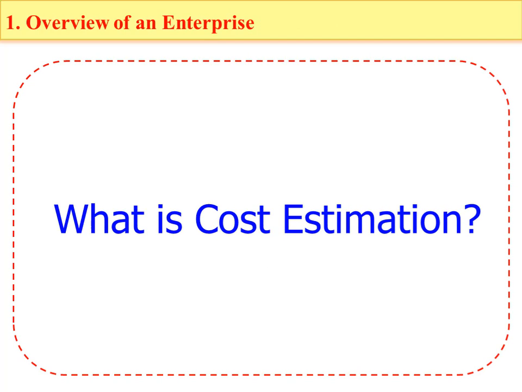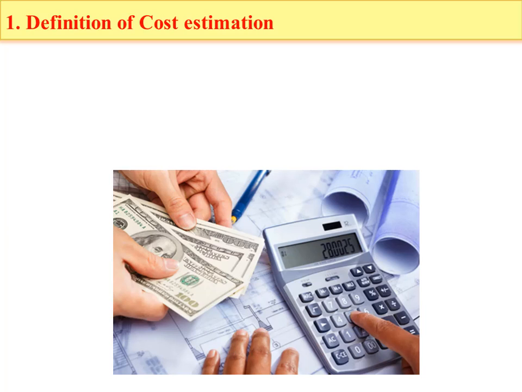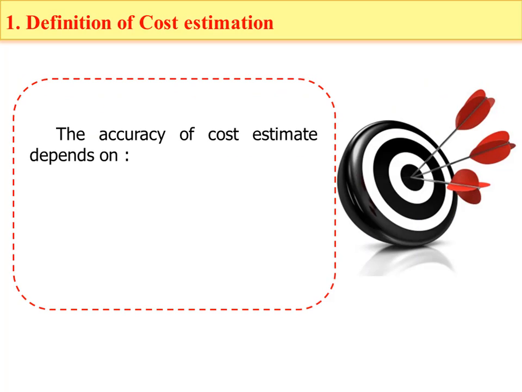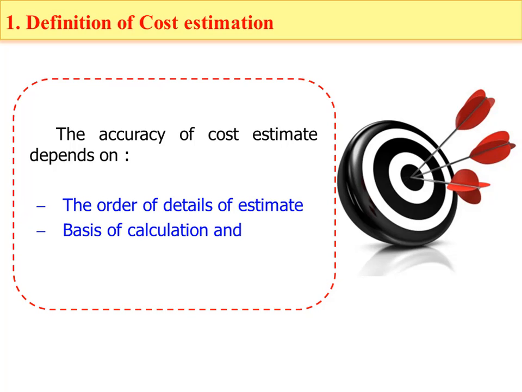Now we come to the first part. The first question is, what's cost estimation? Cost estimating is the estimation of the expected cost of producing a job or executing a manufacturing order before the actual production is taken up, or predicting what new products will cost before they are made. The cost estimate is something we predict, so the accuracy depends on, first, the order of detail of the estimate, and second, the basis of calculation and the reliability of the data used.